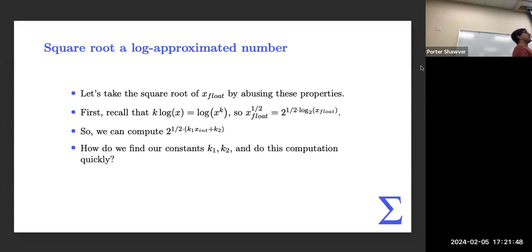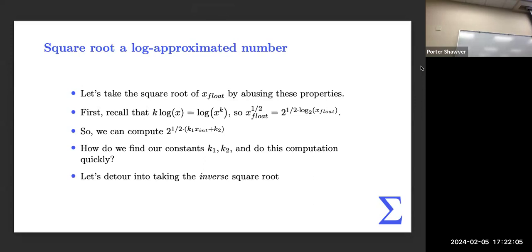So the question though is, how do we actually find those constants k1 and k2? And we're still taking an x, like 2 to the 1/2 is not easy. 2 to the 1/2 times something is not necessarily fast to compute. Kind of is, but it's still kind of messy, right? How do we actually do this computation?